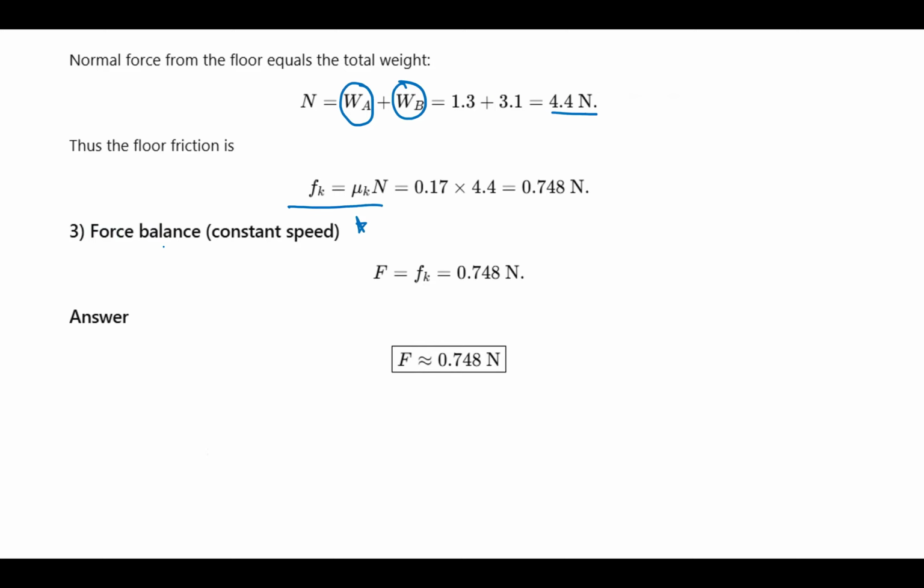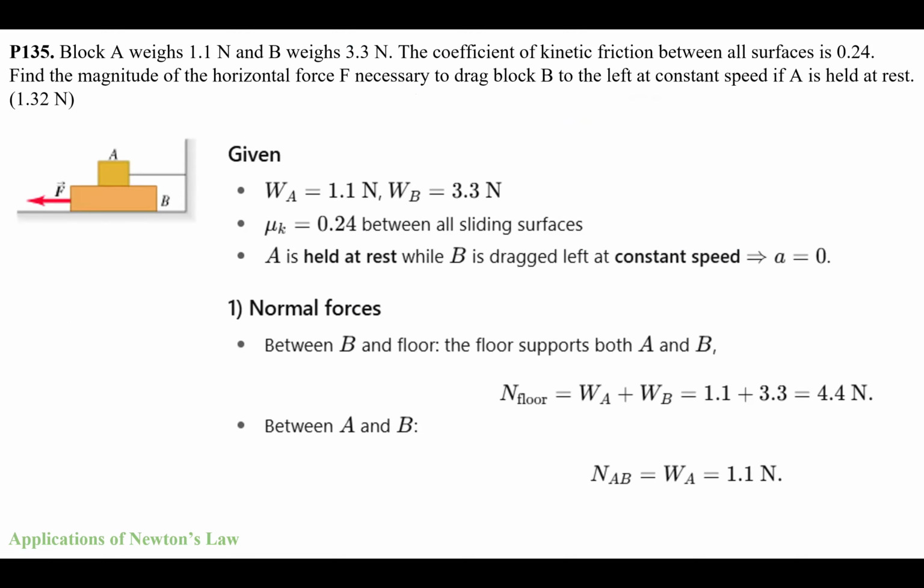And then the force balance should be such that total force is given by Fk. So frictional force is always opposing the motion. It should be M A, and A is 0, so F should be Fk, so that we can find out the value.